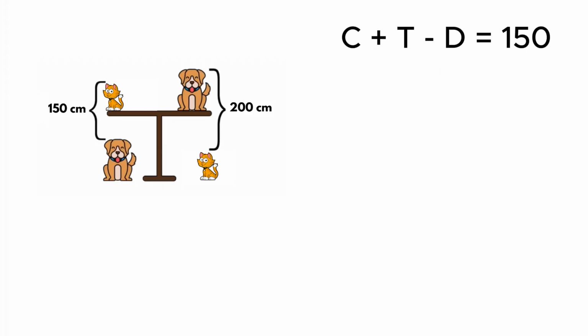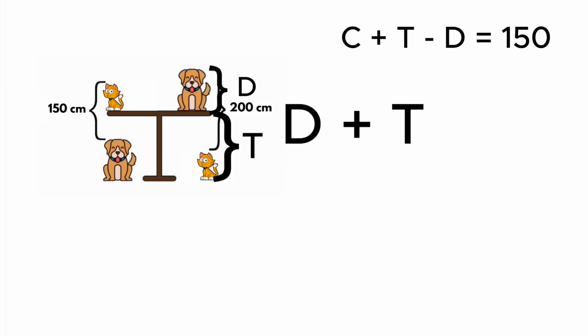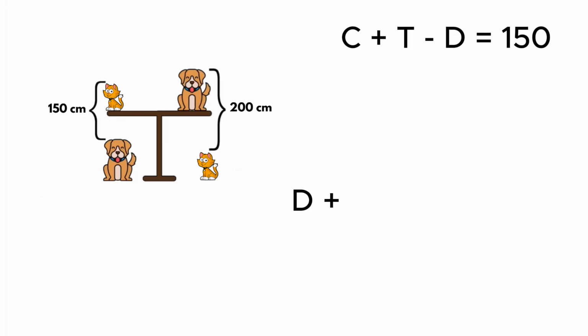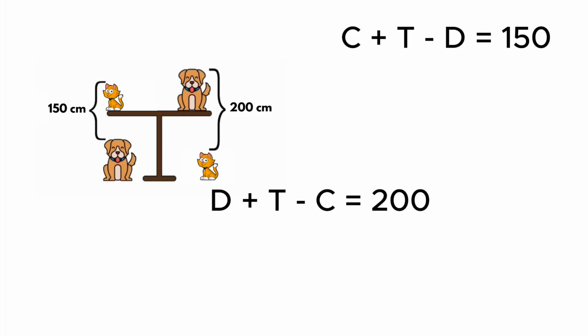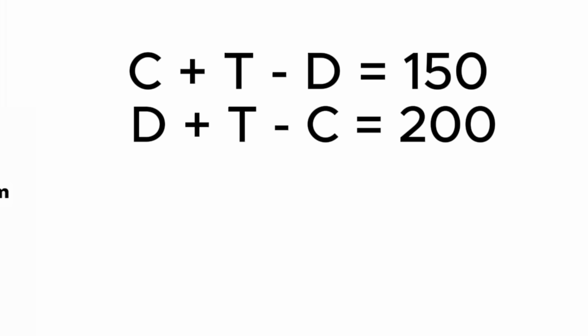On the other hand, when we move to the right side, we have the height of the dog, so D here, and then from this to the floor is the height of the table, which is t, meaning the whole height of this is D plus t. So this means D plus t is equal to 200 plus C. This is another equation. Like the previous one, we have to bring all the variables on one side. So let's subtract C from both sides, and we get the equation D plus t minus C is equal to 200. So we have got these two equations.